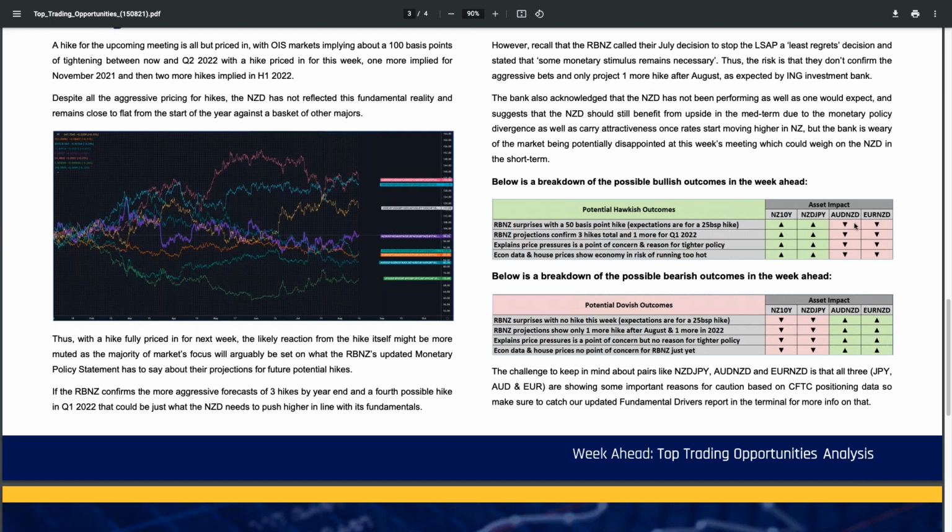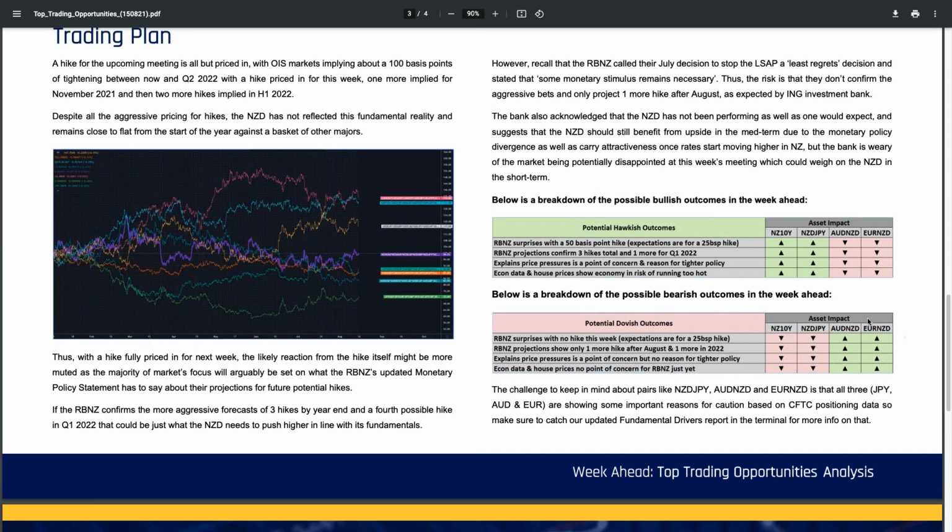So the pair I really like is the euro New Zealand dollar. For the hawkish outcomes, I like an Aussie New Zealand dollar short because of the weakness of the Australian dollar. For a really dovish outcome, I like a euro New Zealand dollar long. That would be my preference. So that's what to look forward to. You're all ready, and that will give you the heads up about what to expect for that.